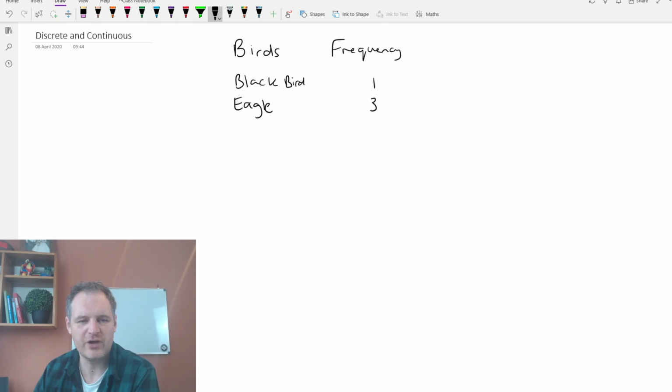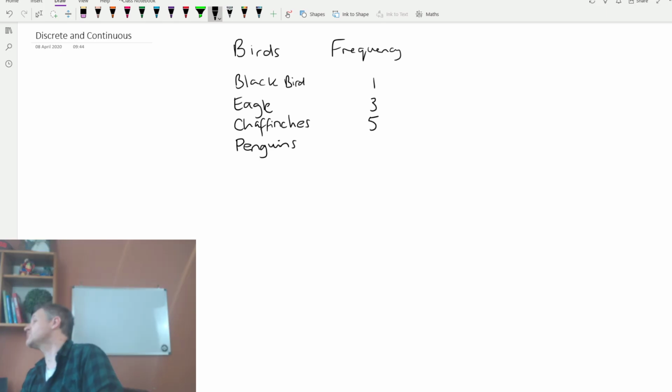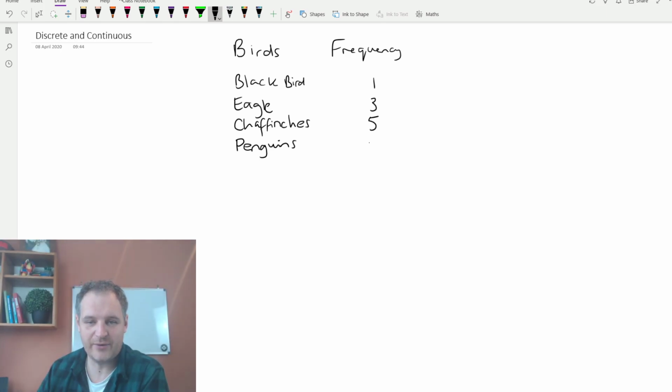We've got 3 eagles. I saw some chaffinches. Got to make my writing as neat as I can. 5 chaffinches, and we also saw some penguins. They are just outside my window. Couple of penguins. This is all discrete data. You can't have 1.4 blackbirds. This is counted data. We have counted how many there are.